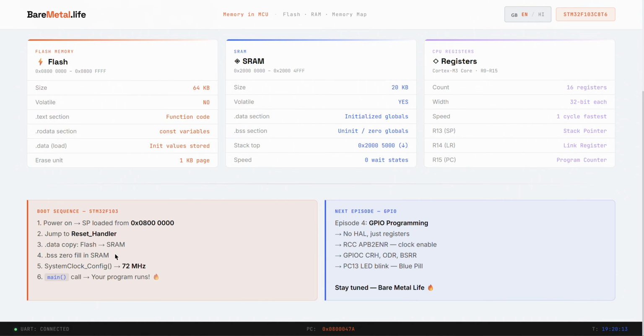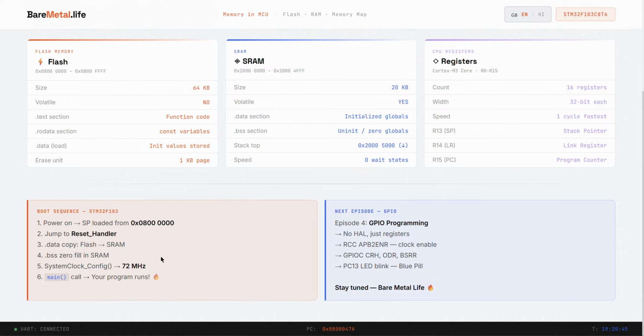The second one is it loops through the entire .bss section in SRAM and fills it with zeros. Every uninitialized variable gets zeroed out right here before your code even starts. The third one is only after both of these are done. It finally calls main(). So by the time your first line of code inside main() executes, .data is loaded, .bss is zeroed, and everything is exactly where it needs to be. The MCU is fully ready.